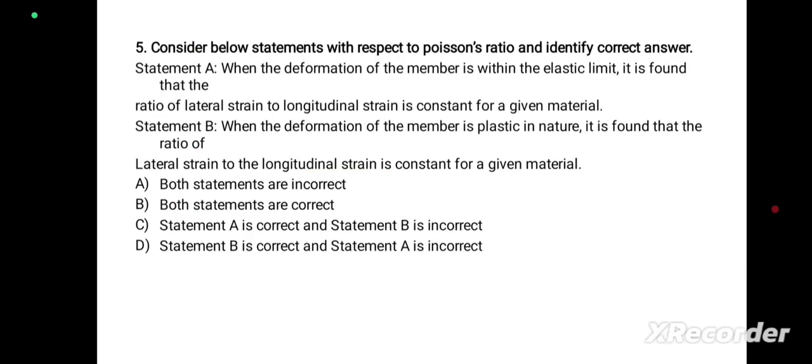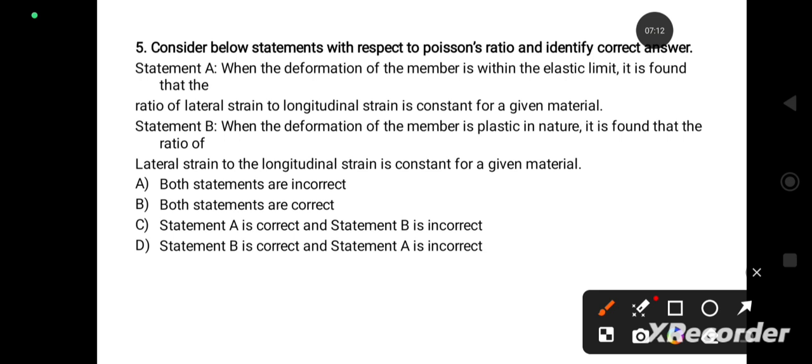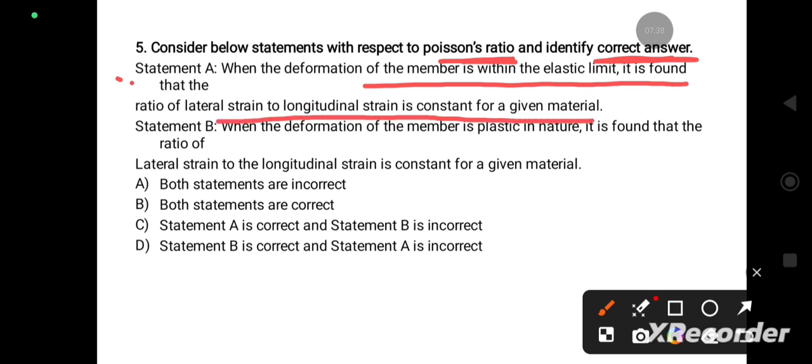Fifth one. Consider the below statements with respect to Poisson's ratio. He was discussing Poisson's ratio; identify the correct answer. Statement A: when the deformation of a member is within elastic limit, it is found that the ratio of lateral strain to longitudinal strain is constant for a given material.